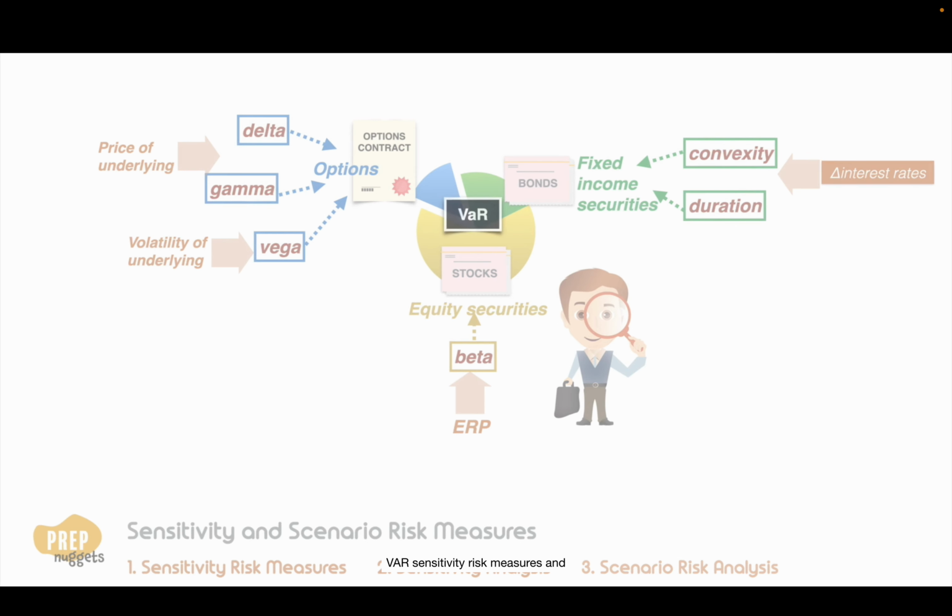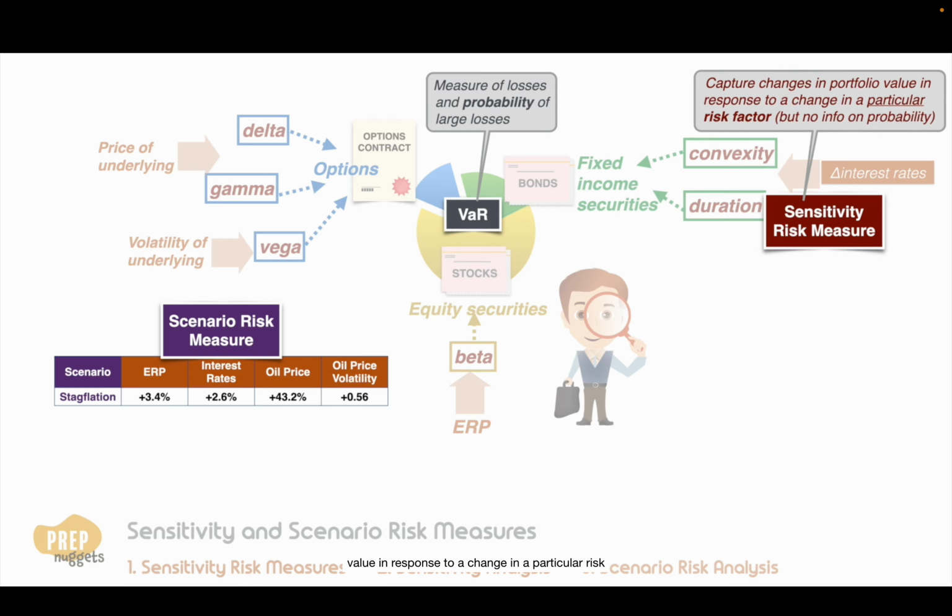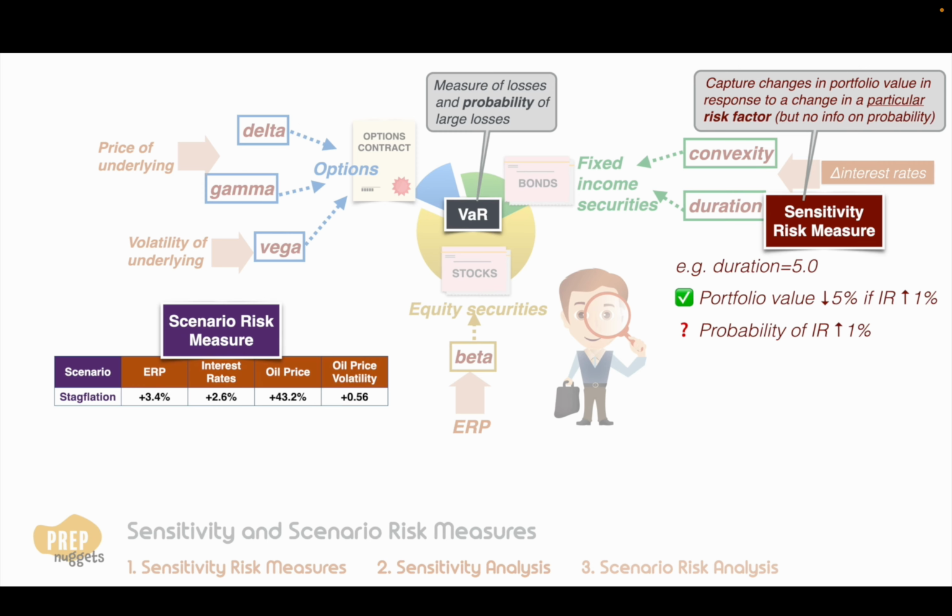In summary, we've learnt VAR, sensitivity risk measures, and scenario risk measures as the possible measures of a portfolio's risk, each of them complementing each other to give the risk manager a fuller picture of the portfolio or organization risk exposure. VAR is a measure of losses and the probability of large losses. Sensitivity risk measures capture changes in portfolio value in response to a change in a particular risk factor, but they do not tell us anything about the probability of a given change in value occurring. For example, a portfolio duration of 5 tells us that the portfolio value will decrease by 5% if interest rates rise by 1%, but it does not tell us how likely a 1% increase in interest rate will occur.